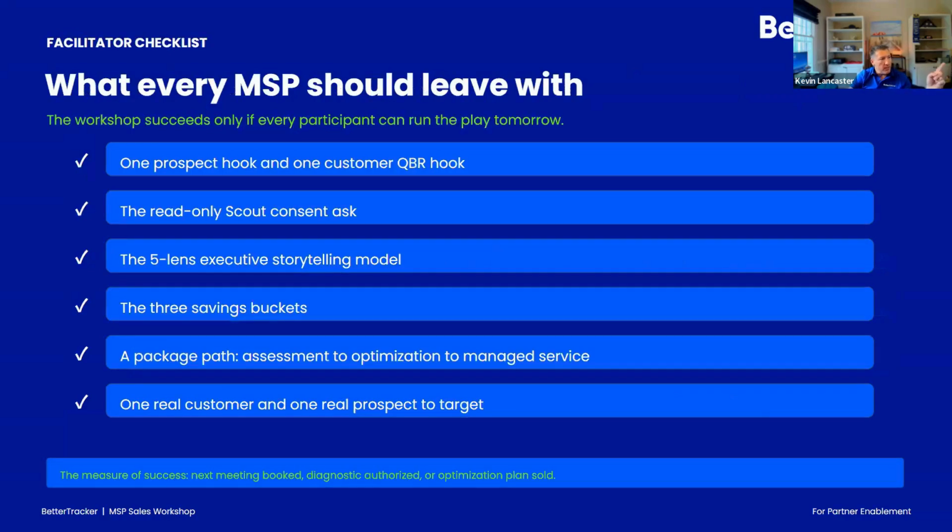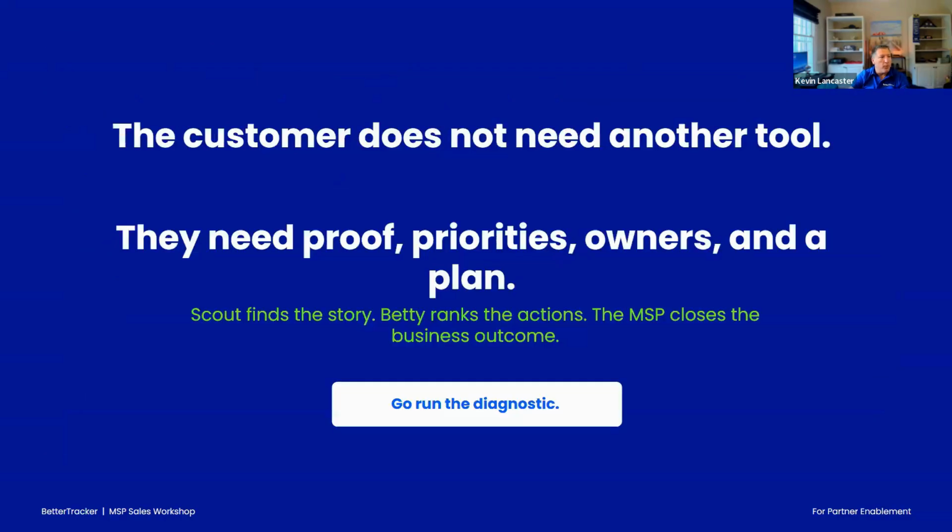You'll have this checklist, right? You'll see the hook, the read-only consent, the executive lens. We're going to send all this stuff to you. The customer doesn't need another tool. They need proof, priorities, owners, and a plan. And it's your job to give them that plan.